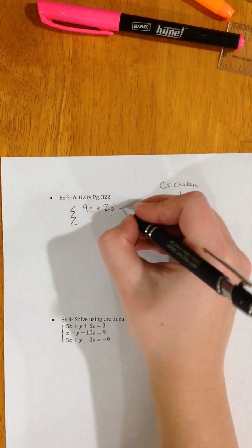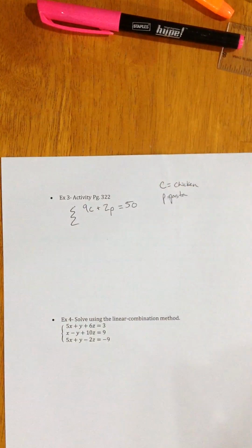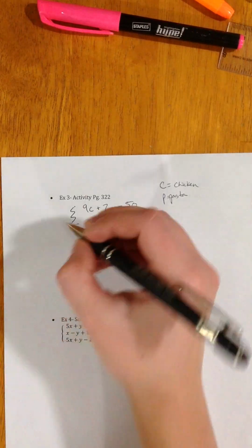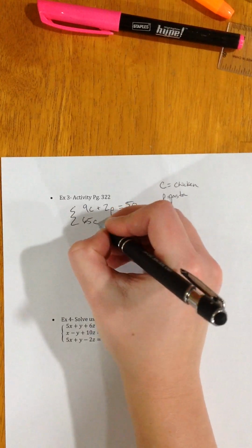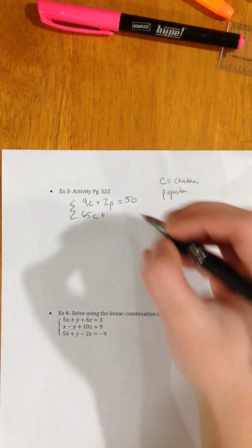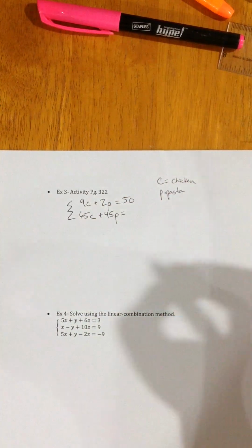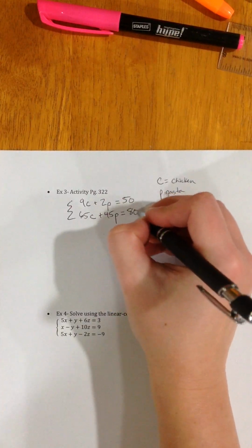And then our goal for amount of protein is 50. So that takes care of our protein stuff. And then our calories, we're going to have 65 calories for the chicken, so 65C, plus we got 45 calories for the pasta sauce, so 45P, is equal to our goal for total calories, which is 800.